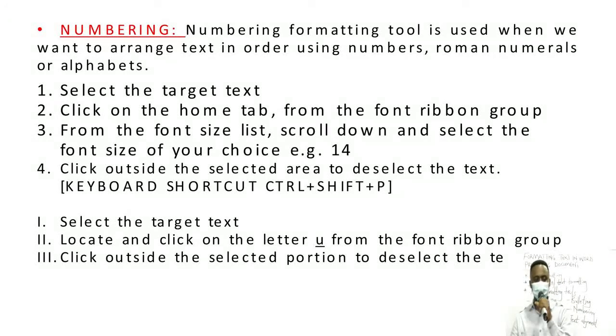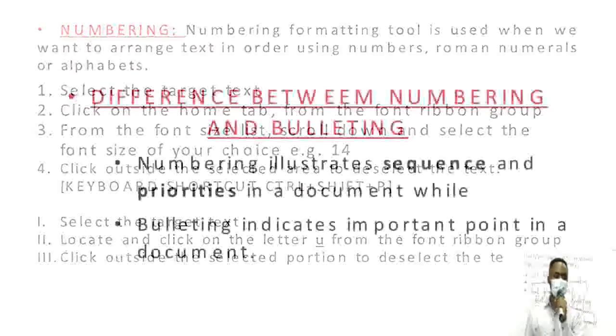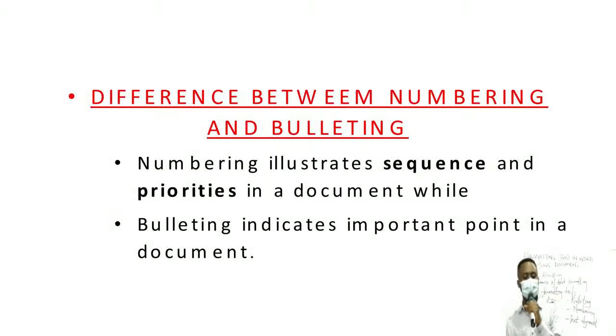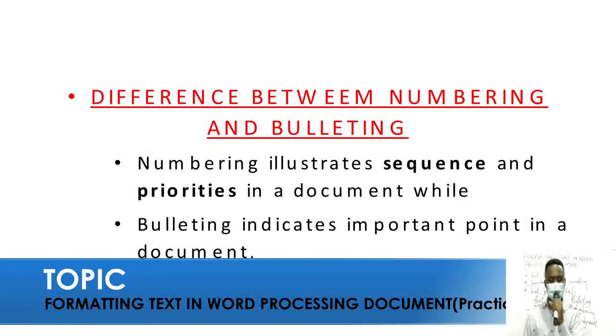Now let's look at the differences between numbering and bulletin. Numbering illustrates sequence and priorities in a document, while bulletin indicates important points in a document. Let me go over it again. Numbering illustrates sequence and priorities in a document, while bulletin indicates important points in a document.